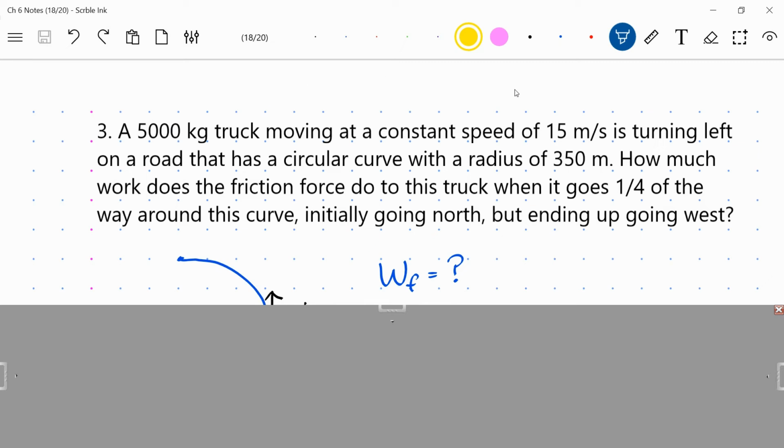It was a truck. It was moving in a circle. The road was level with a radius that was given. The question is, how much work, just focus on this, how much work does the force of friction do as it moves around some fraction of this curve? I don't even care that it's a quarter of the way around. That was really just a distraction, if anything else.